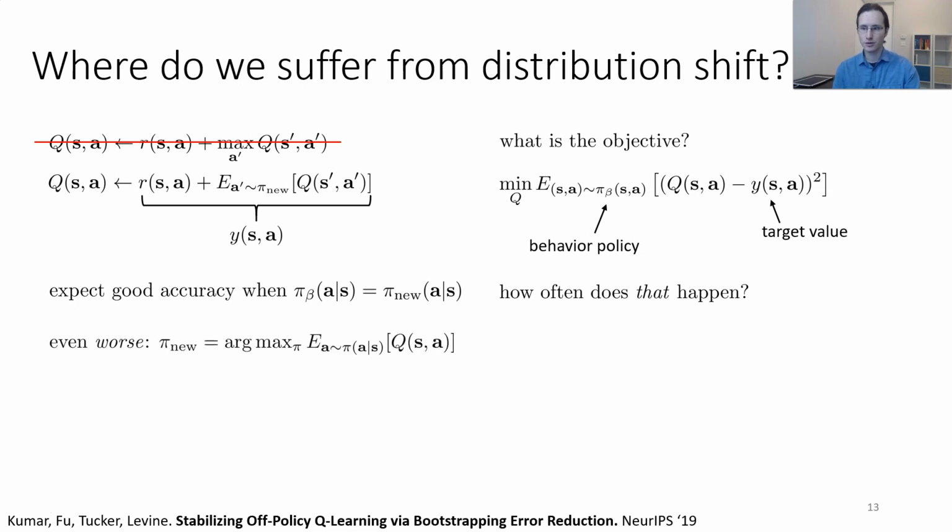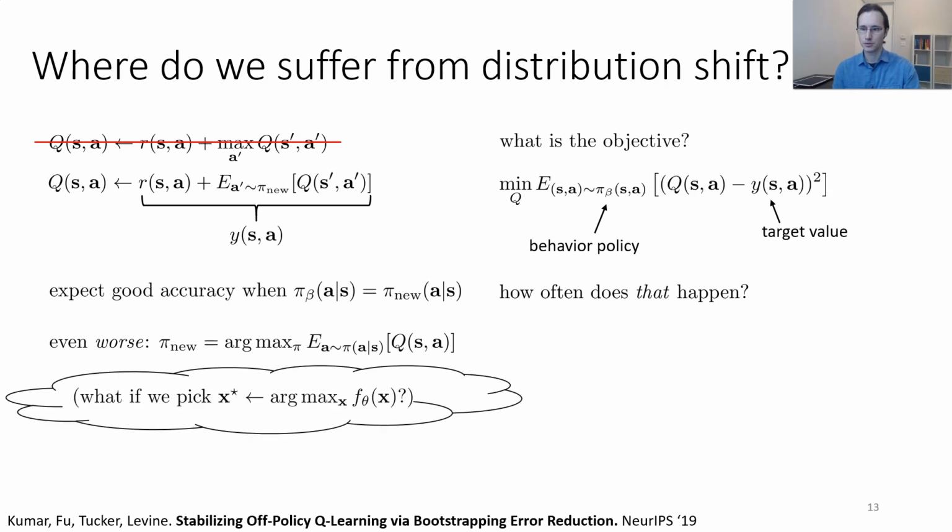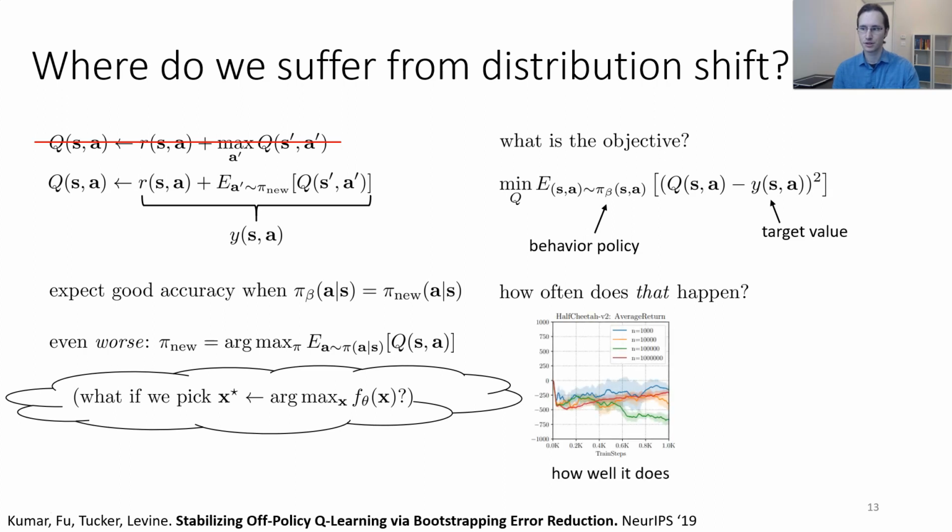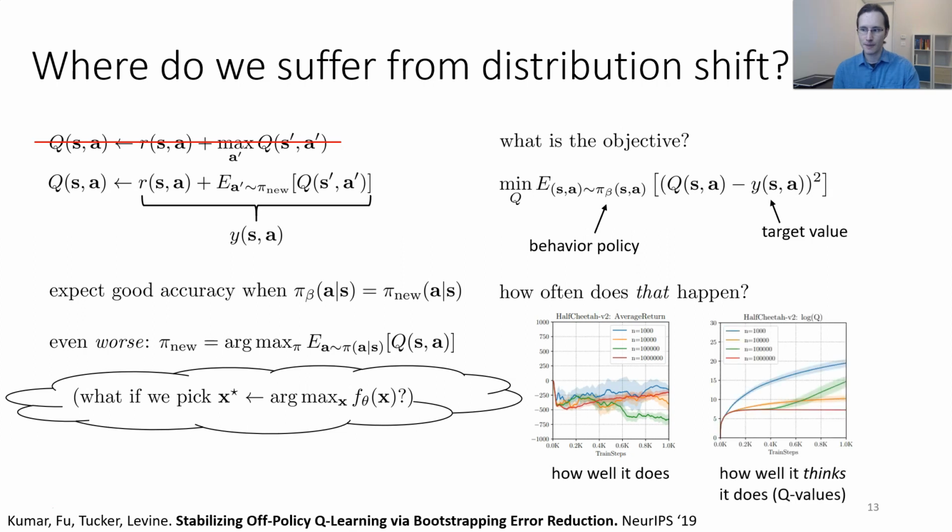Even worse, the way that you actually select pi nu is by maximizing the Q values. And remember from the previous slide, if we pick the input by taking an argmax, we're going to get ourselves into a lot of trouble. And that's why the Q function thinks it's doing a lot better than it actually is. Because we're selecting those values for which the Q function essentially makes the largest errors in the positive direction.